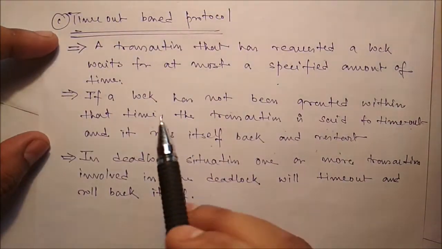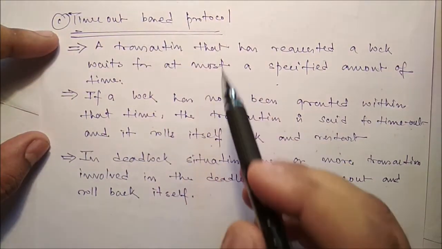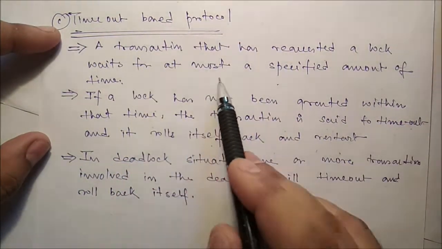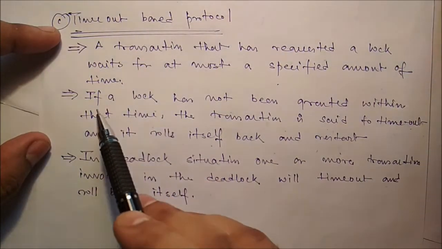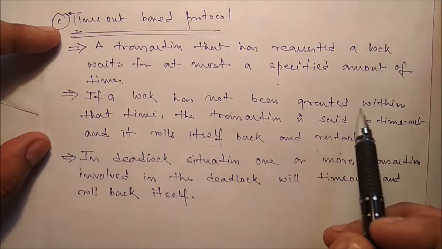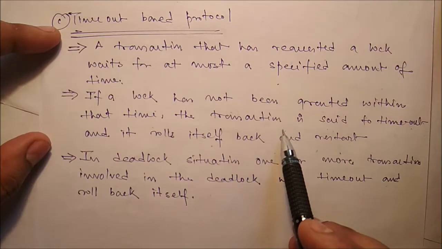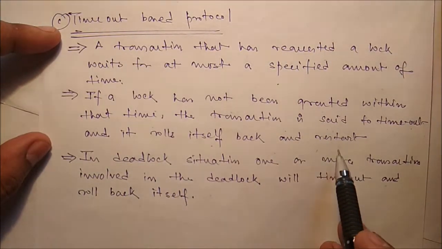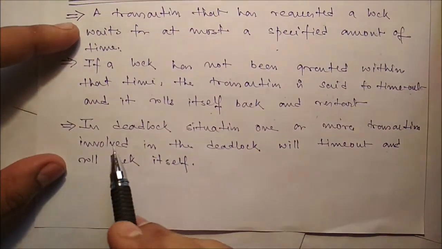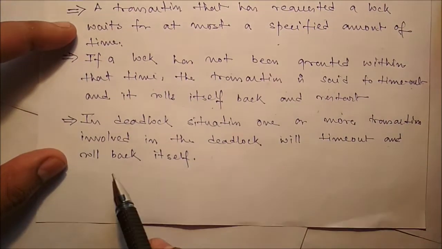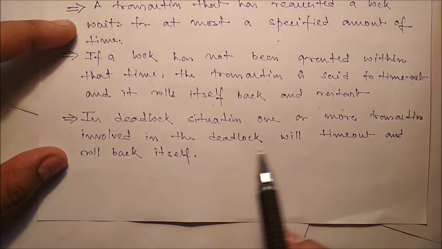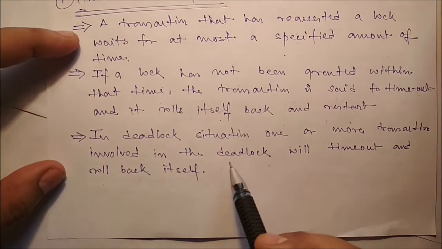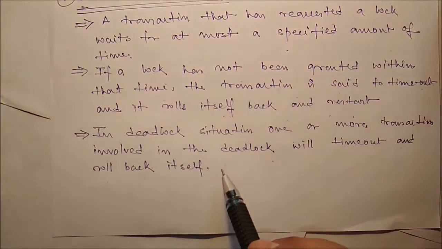Now next we will discuss the timeout-based protocol. A transaction that has requested a lock waits for at most a specified amount of time. If a lock has not been granted within that time, the transaction is set to time out, and it rolls itself back and restarts. In a deadlock situation, one or more transactions involved in the deadlock will time out and roll back, so it will prevent the deadlock state.